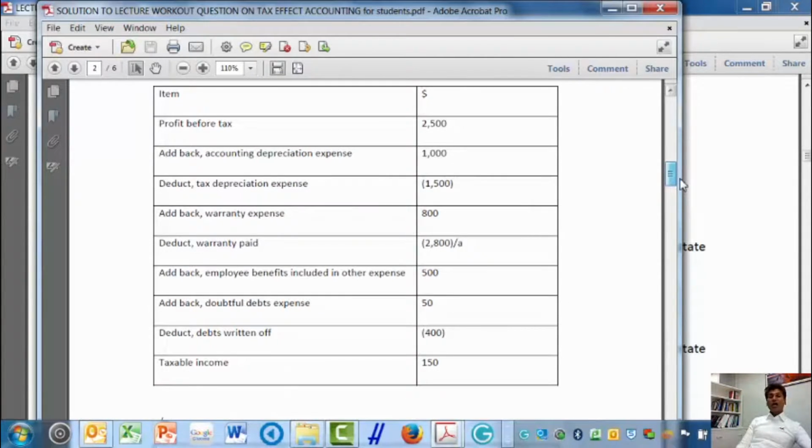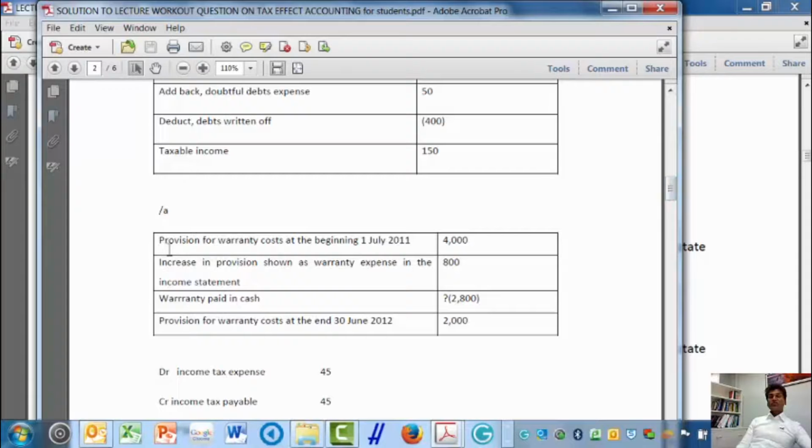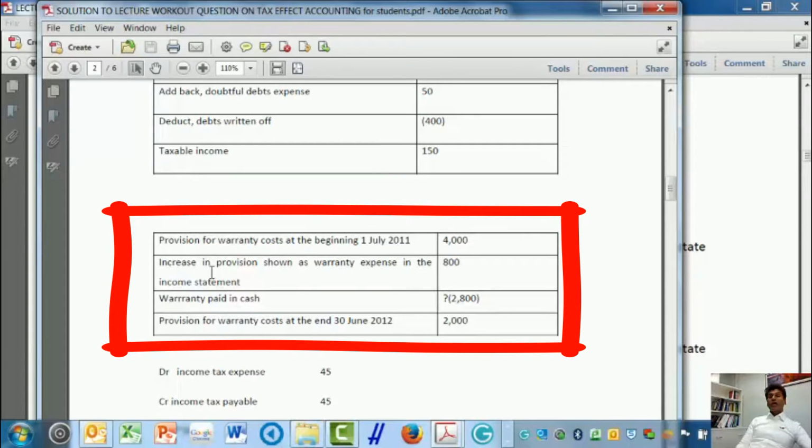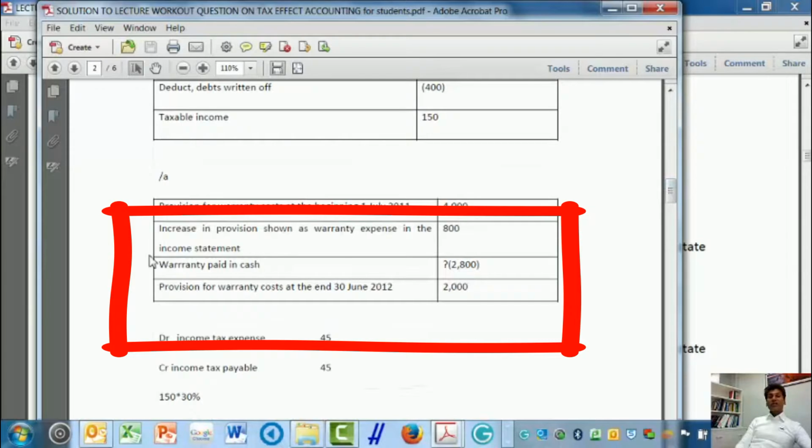Now you might ask, how did I get this warranty paid, 2,800? This is how I got it. Provision for warranty at the beginning of the year is 4,000. Then when we had the expense, we increased the provision for warranty. We credit provision for warranty and debit expense, 800. That is that 800 that we got from here. And then the total of that is 4,800.